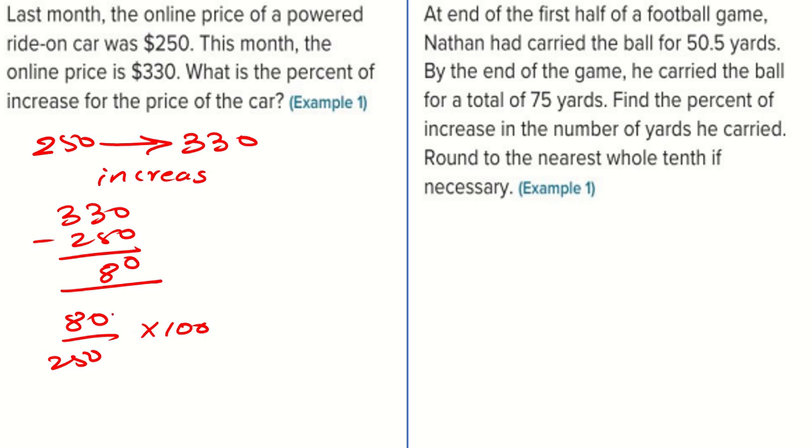So it is 0, 0 cancel. 100 divided by 25 is 4. 8 multiplied by 4 is 32%.